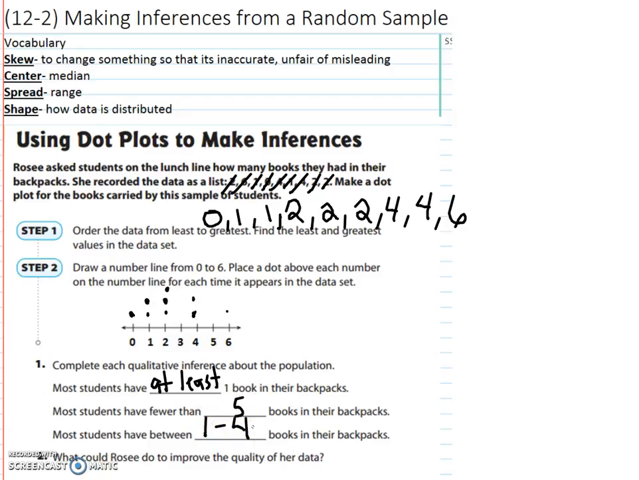What could Rosie do to improve the quality of her data? Well, Rosie could have a larger sample size.